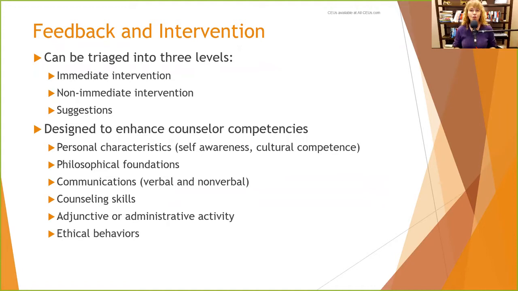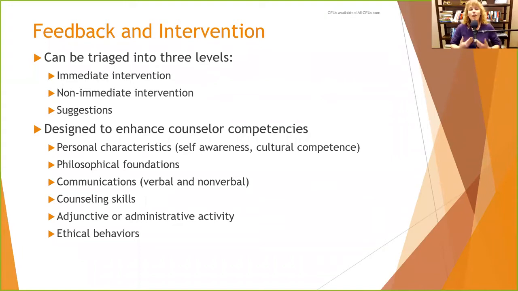Communications, verbal and nonverbal. We're going to really focus on that. I know when I did my initial practicum and I was having to transcribe my sessions, which was painful. And it was even more painful when I realized how many times I used audible pauses, like "like" and "okay." So, hence what we were talking about.